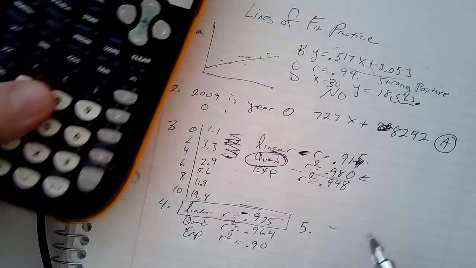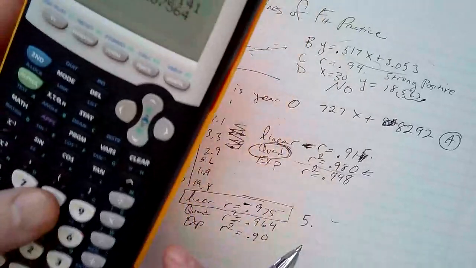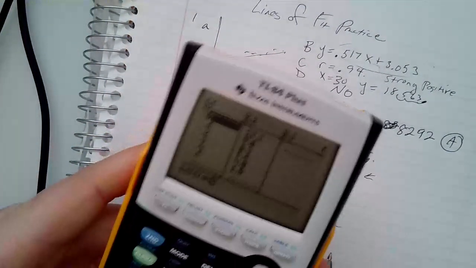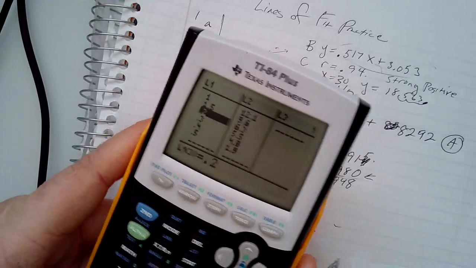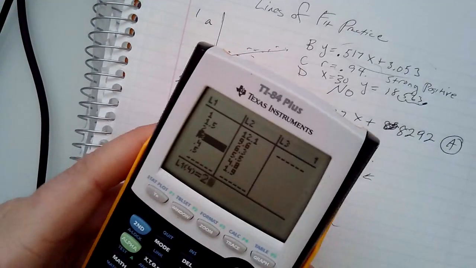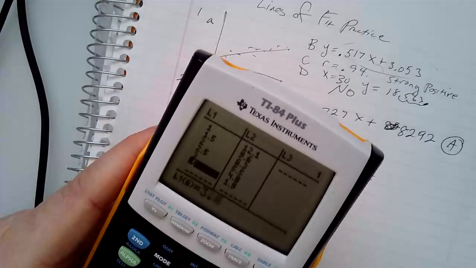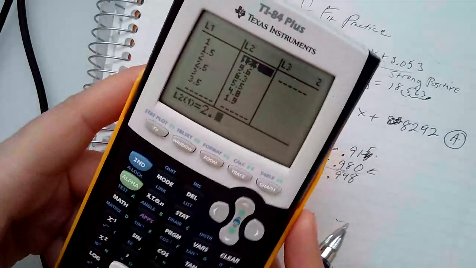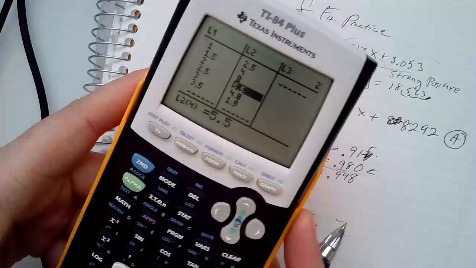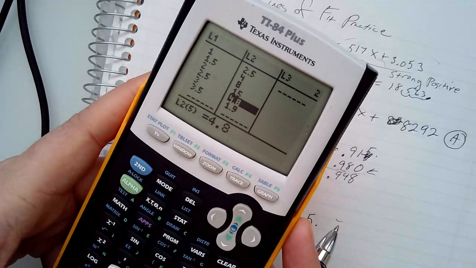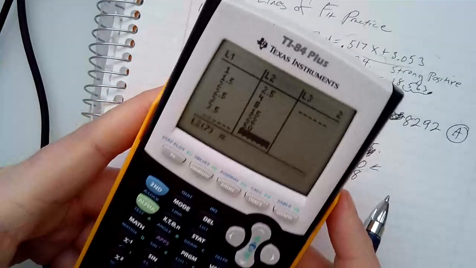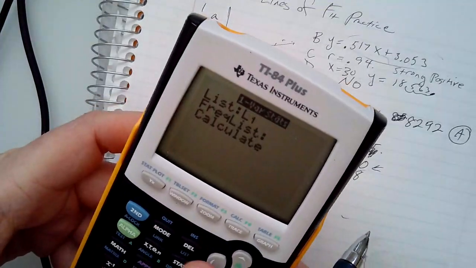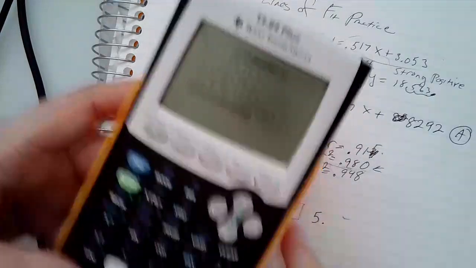Number 5. See if we can get this one done before I have to start a new video. All right, number 5, edit. Change all these values to 1, 1.5, 2, 2.5, 3, and 3.5. Change these values to 2.5, 4, 8, 15, 22, and 50. All right, stat, over, linear regression.